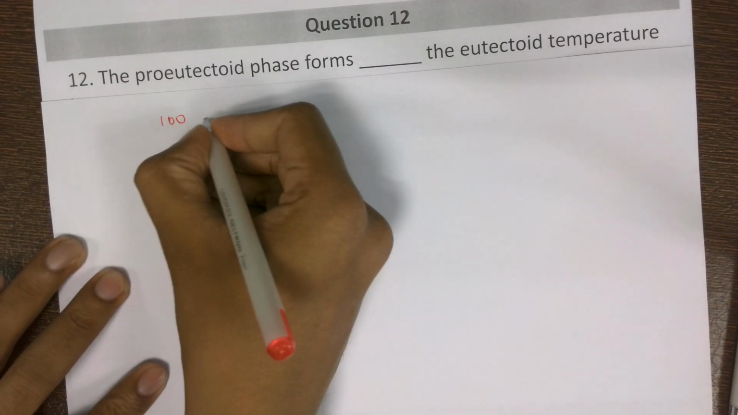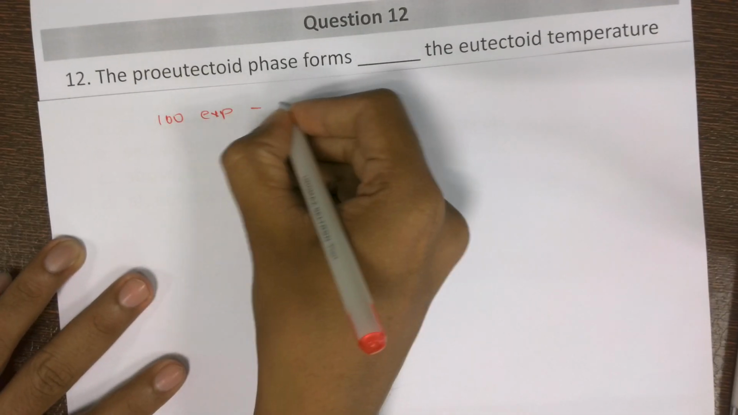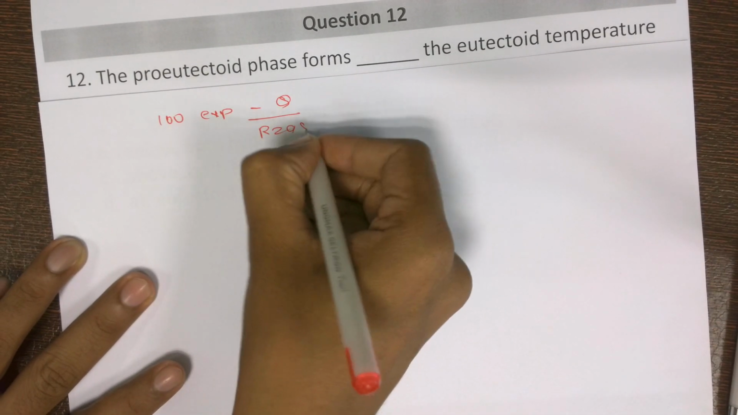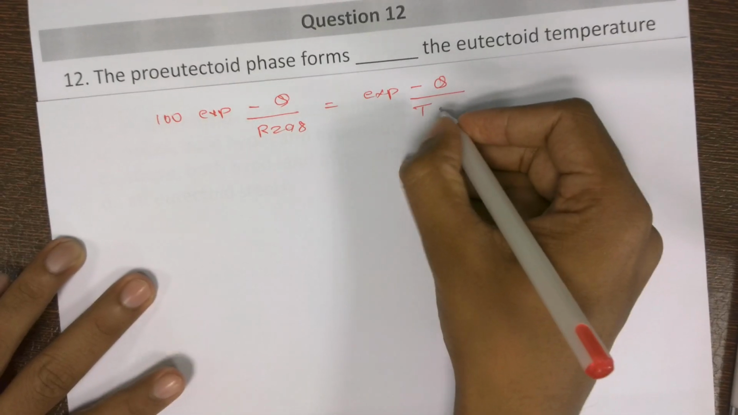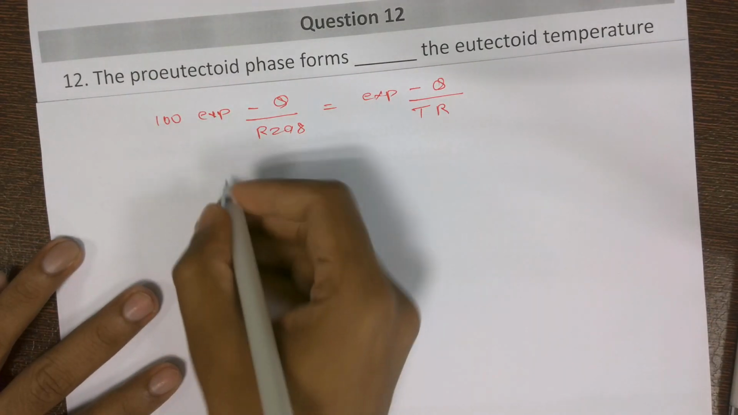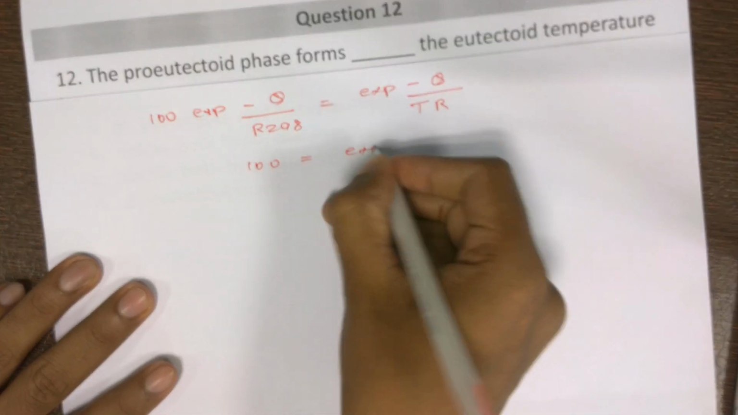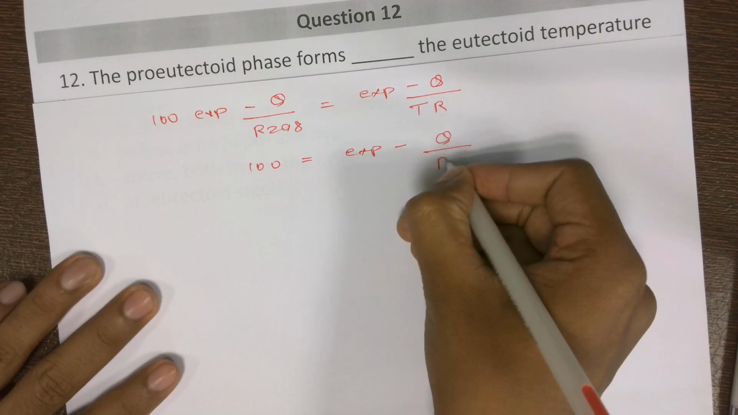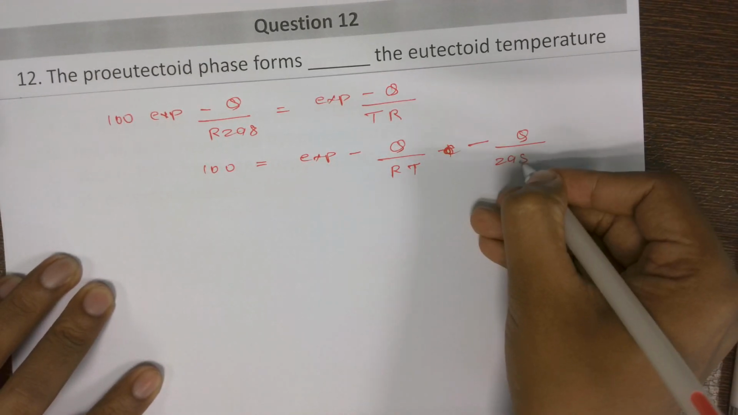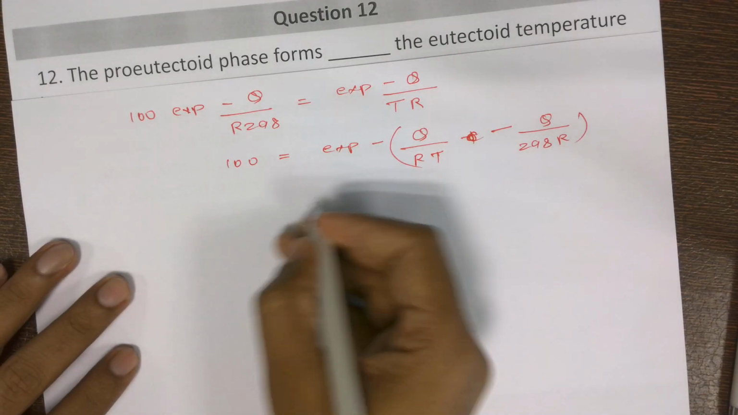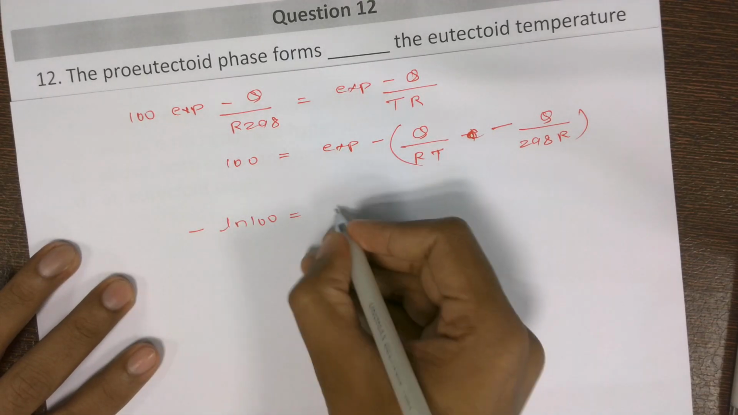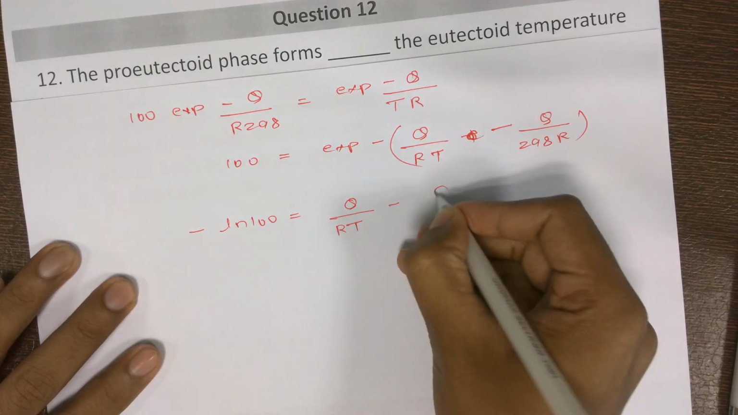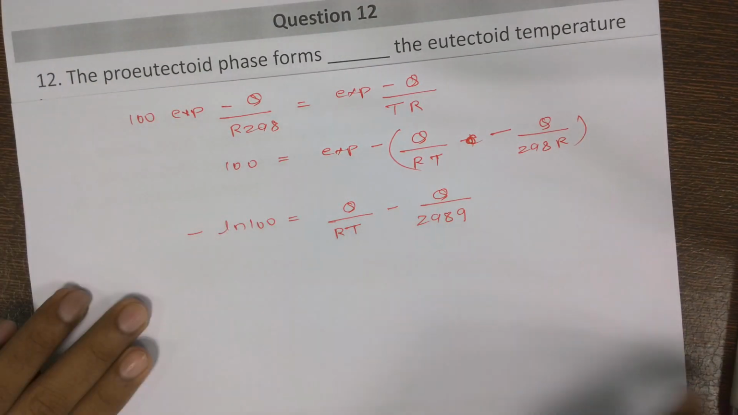So 100 times exponential of minus Q divided by R 298 will be equal to the exponential of minus Q divided by R T. Let's shift the exponential term to one side. 100 will be equal to the exponential of minus Q upon RT minus Q upon 298 R. Okay, we can take ln on both sides. ln 100 will be equal to minus, I will shift this side, Q upon RT minus Q upon 298 R. Let's substitute the value of all of them.